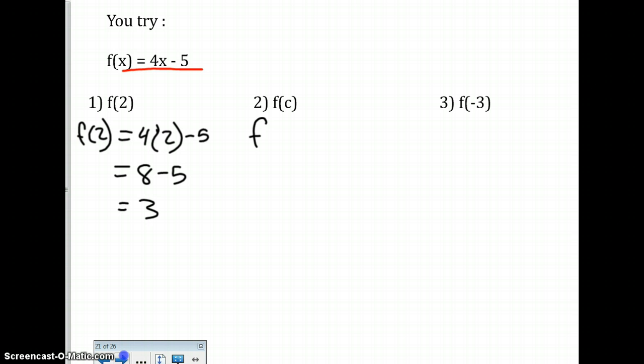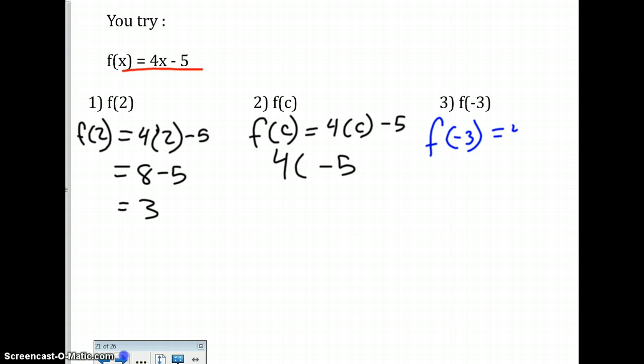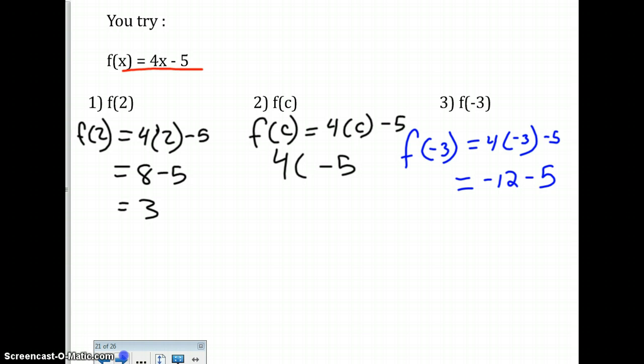For c, when we're putting in c for the x value, we just go ahead and put c in there, and we end up with 4 times c minus 5. And then our last one, the function when negative 3 is our x value, ends up being 4 times negative 3 minus 5. My apologies, we ran off the board with this one. Slide it back over. So that's going to equal negative 12 minus 5, which equals negative 17.